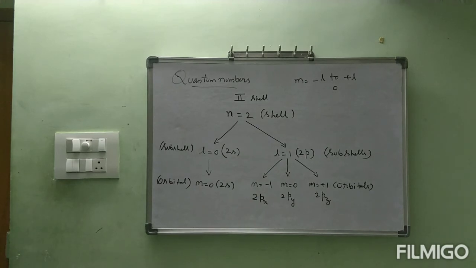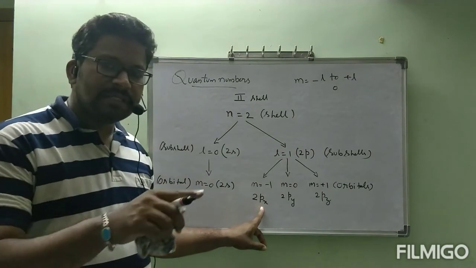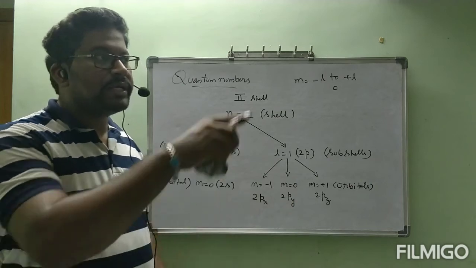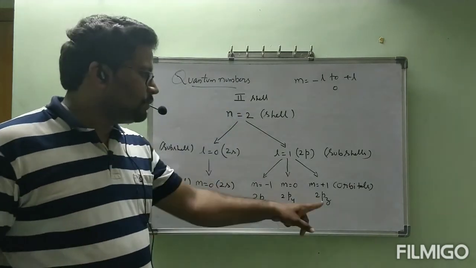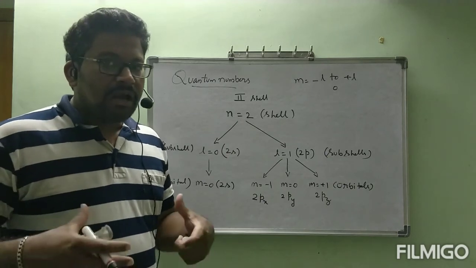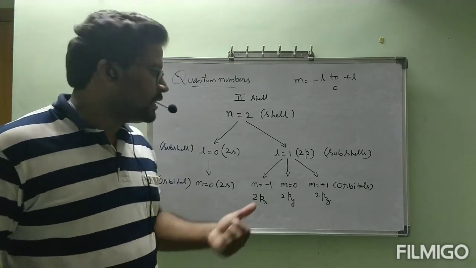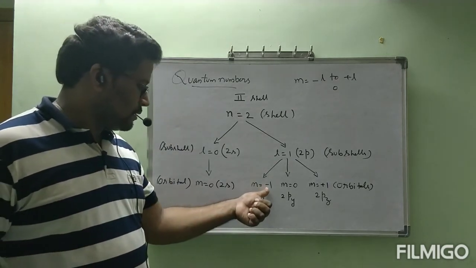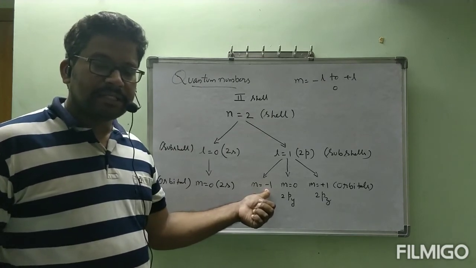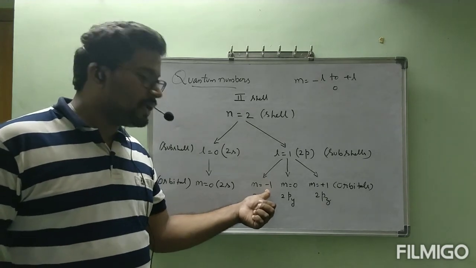Now you will understand what is meant by orientation. In 2px, the dumbbell shape is oriented along the x-axis. In 2py, the dumbbell shape is oriented along the y-axis. In 2pz, the dumbbell shape is oriented along the z-axis. So, along which axis that orbital is oriented, that orientation information will be given by the m value. That orbital is oriented along a particular direction, and that orientation information is given by m values.